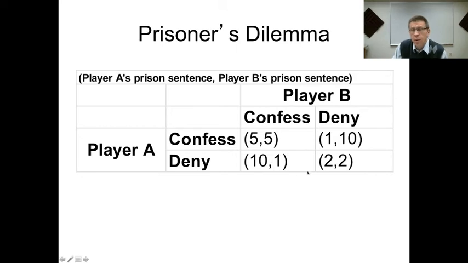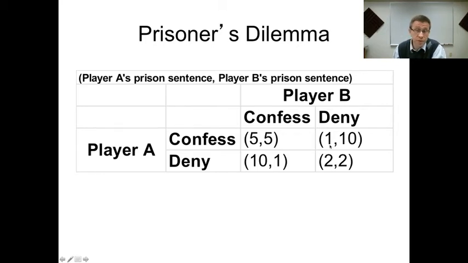So what about the bottom right quadrant, where we have both of them getting a 2-year prison sentence? Well, both of these players here actually have an incentive to switch to a different choice, right? If player A goes from deny to confess, they'd go from a payoff of 2 years in prison to a payoff of 1 year in prison.